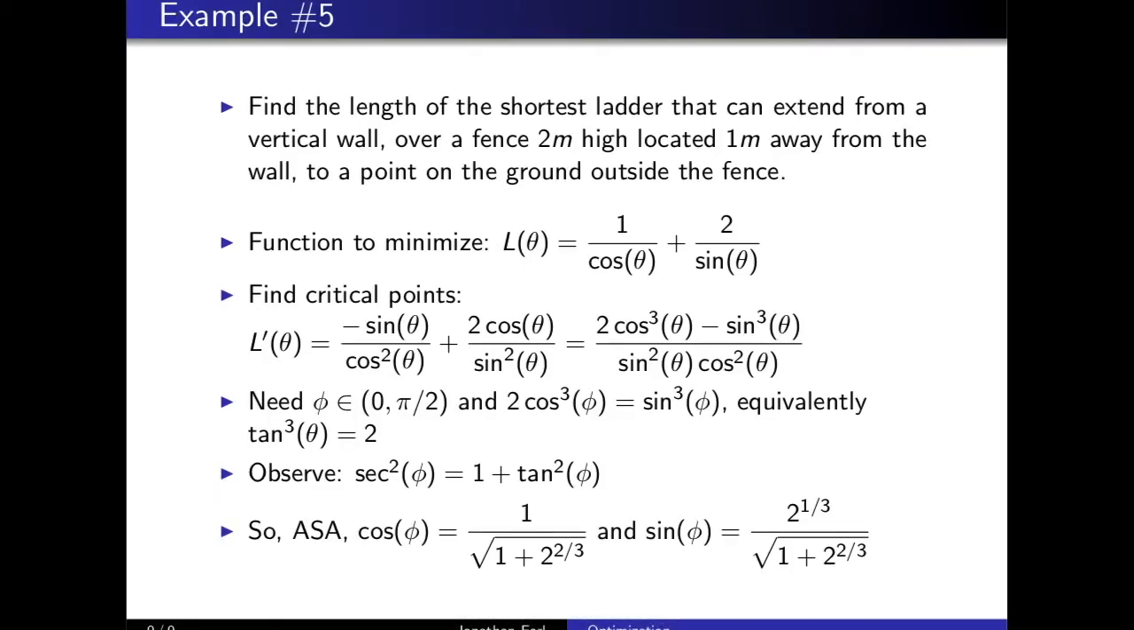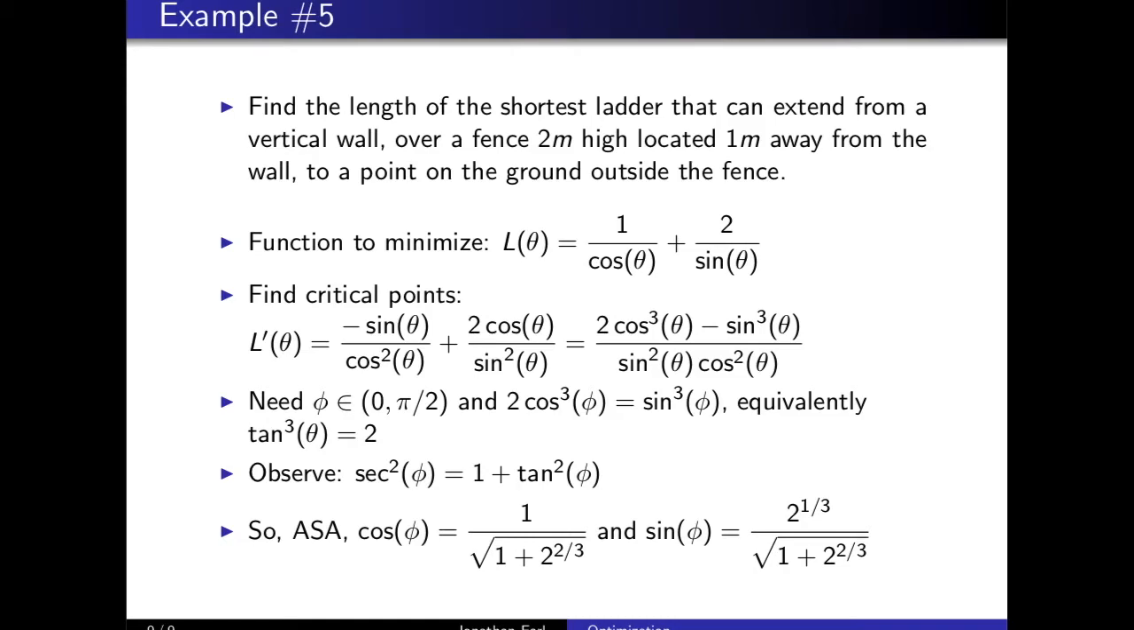We could go and find our derivatives. And again, I've gone and taken care of it for us. So we get that our derivative is going to be 2 times cosine cubed of theta minus a sine cubed of theta all over sine squared times cosine squared of theta. And we're going to require that our critical point has to be in the range 0 to pi over 2, so inside 0 to 90 degrees.